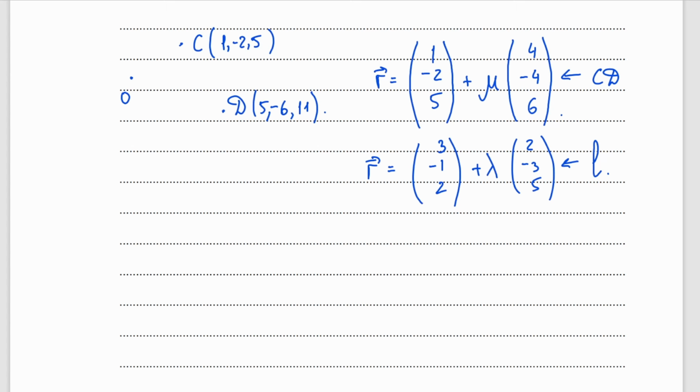Now, given that the two lines intersect, we could say that the x-coordinate should be given by the equation 1 plus 4 mu equals 3 plus 2 lambda.